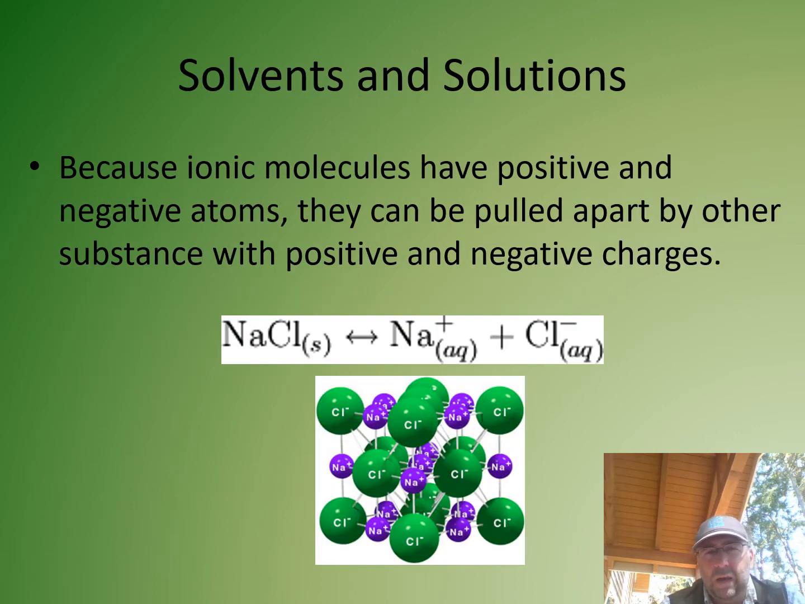Okay, now we're going to get into what's called solvents and solutions. Because they have positive and negative atoms, these ions can actually be pulled apart by substances that also have positive and negative charges. And really it comes down to who's got a stronger pull. So this sodium chloride solid can be pulled apart back into its positive sodium ions and its negative chlorine ions if there's something else present that can pull them apart.